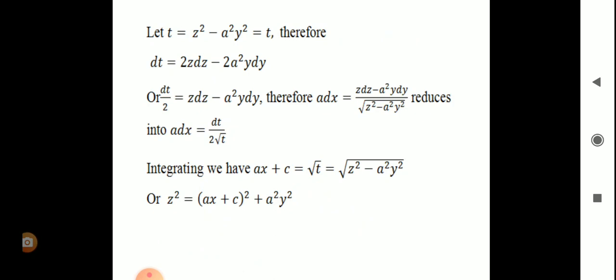Integrating that equation, we obtain ax plus c is equal to root t. Here we substitute the value of t again. We find the complete solution as z square is equal to (ax plus c) whole square plus a square y square.